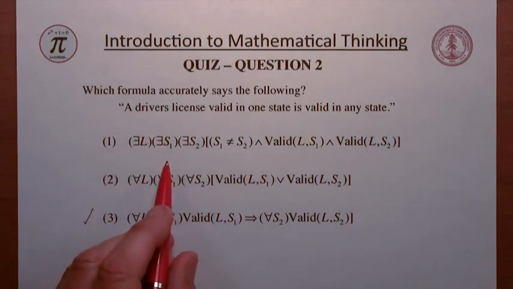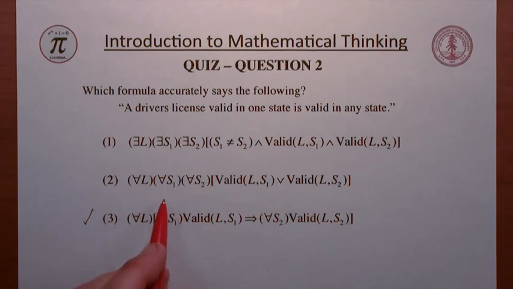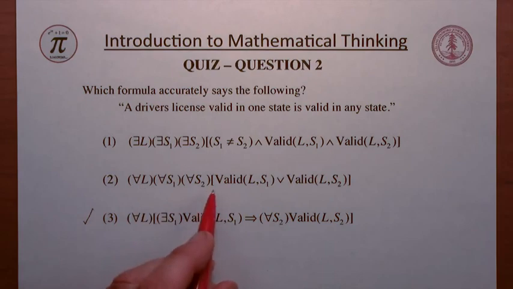1 is actually a true statement but of very little relevance, and 2 is actually a false statement. It's false, remember, because you can have invalid licenses. So it's not the case that for all licenses and for all states the license is valid in 1 state or another state. Okay, how did you do on that?